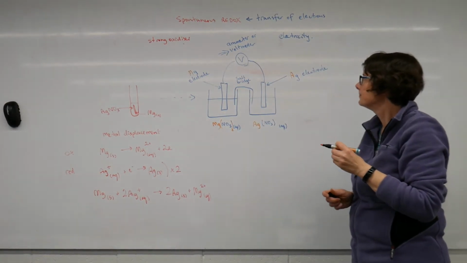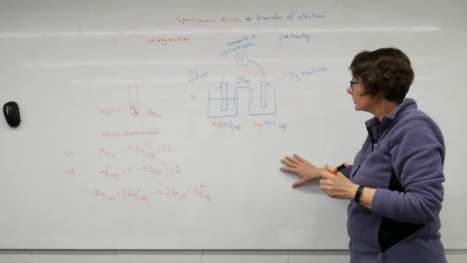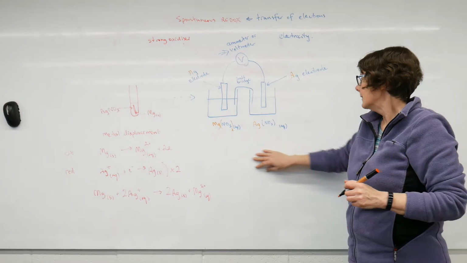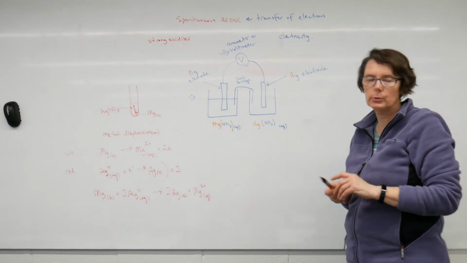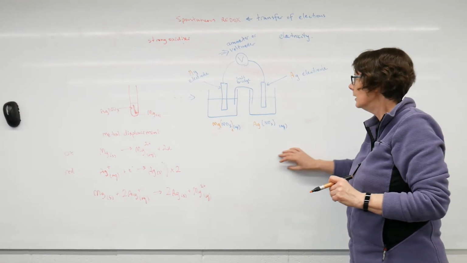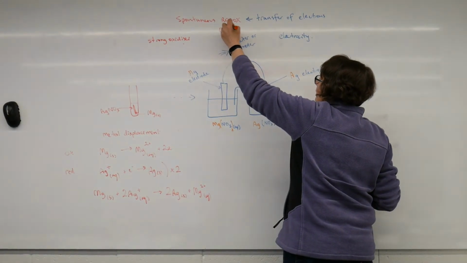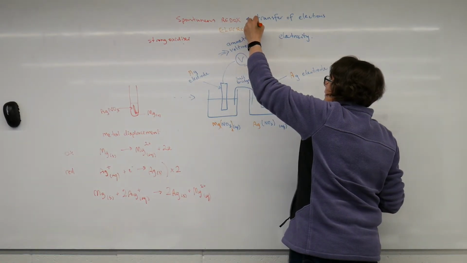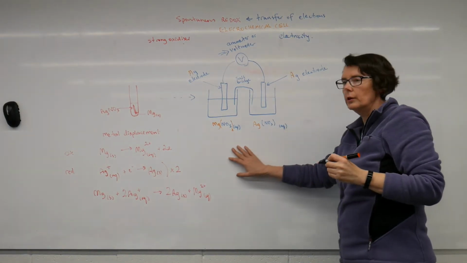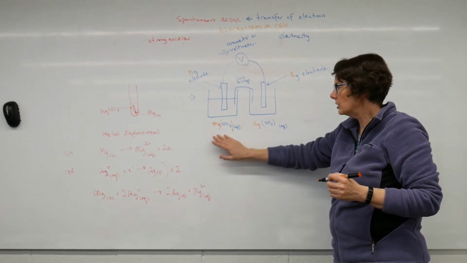This is what I want you to do, is to always put the oxidation reaction on the left-hand side. Sometimes you'll come across questions where it's trying to trick you by putting it on the other side, but whenever you're drawing out an electrochemical cell, which is what this is, draw it out this way so that the oxidation reaction is on the left-hand side.